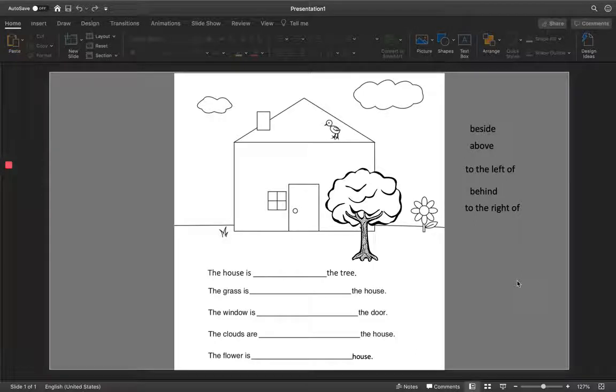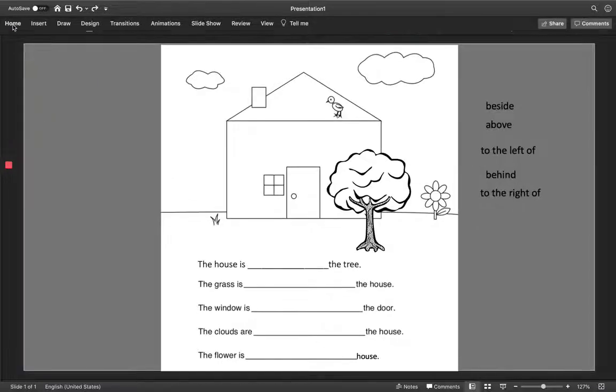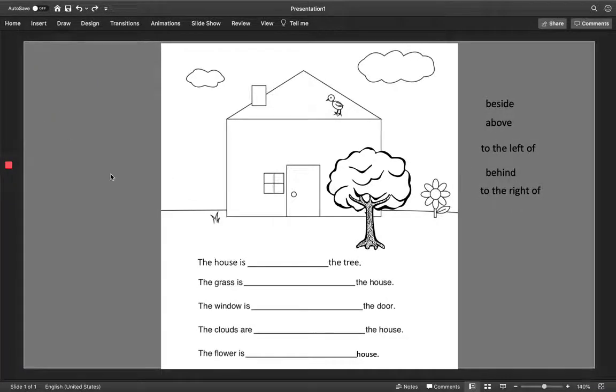Hi boys and girls. In this video we are going to be going over positional words. Positional words are words that describe where something is. So, for example, we have some positional words here. We have beside, above, to the left of, behind, and to the right of.